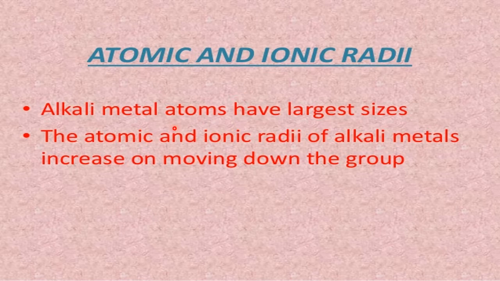Atomic and ionic radii. Alkali metal atoms have the largest size because they are extreme left. So what we have seen in the third chapter: when you move from left to right, atomic size either remains constant or there is a slight decrease. Whereas if you move from top to bottom, there is addition of an extra shell, that means size increases. This increase in size is more in the case of a group compared to a period, but the increase is there. Whether you are moving from top to bottom, size is increasing, whereas if you move from left to right, size is decreasing.